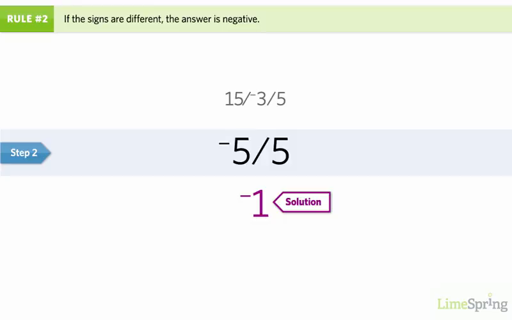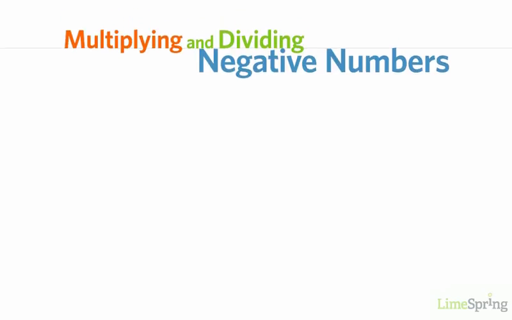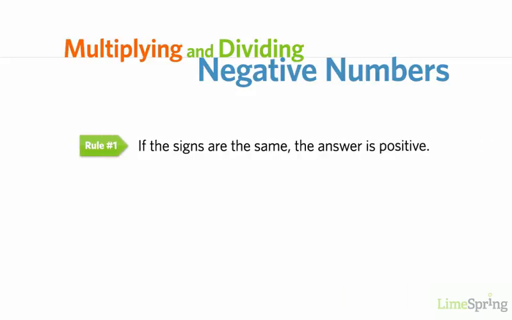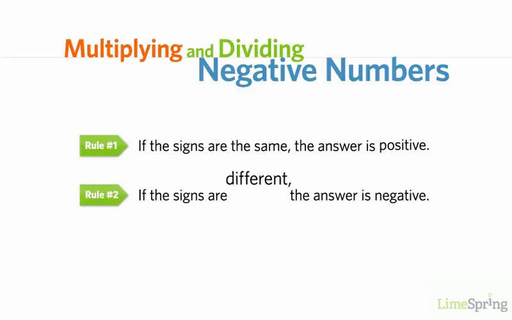Great, so that finishes up our discussion. In this lesson, we went over the rules for multiplying and dividing negative numbers, and these rules, I hope you agree, are fairly straightforward. When multiplying or dividing numbers, if the signs are the same, the answer is positive. If the signs are different, the answer is negative.